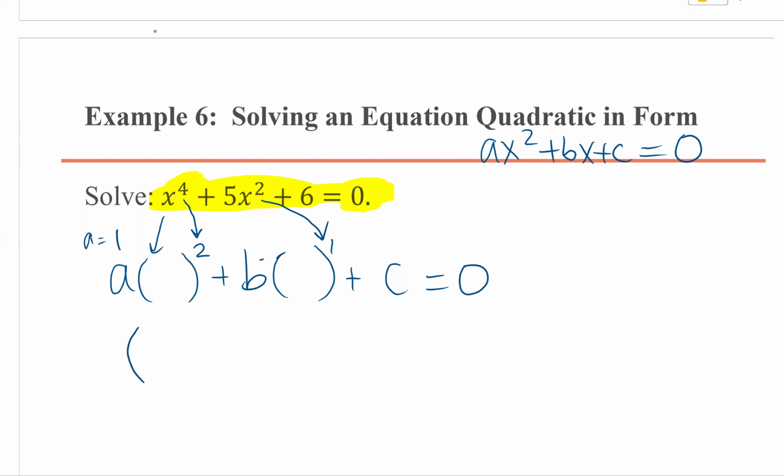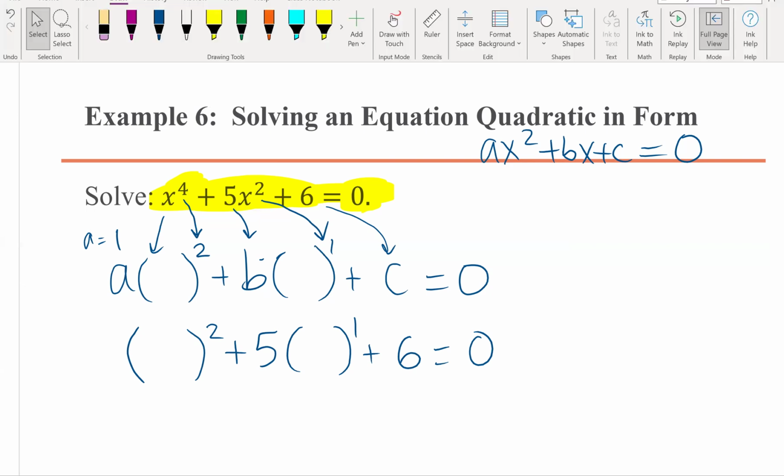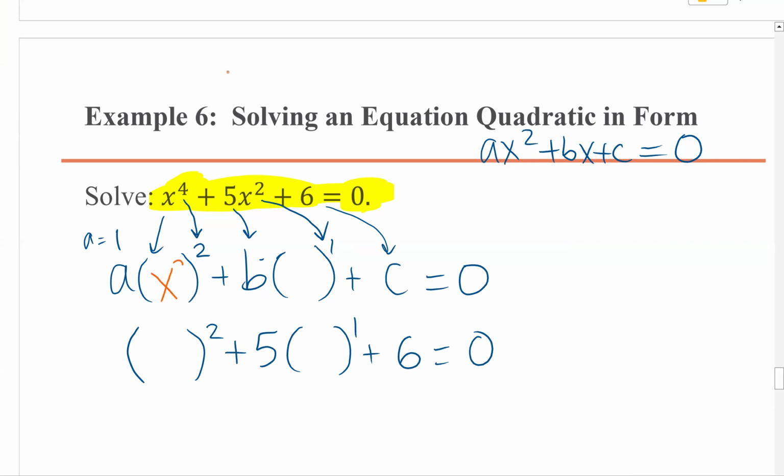A is 1, so that's not really a big deal. And then b is 5, so I don't have to worry about that. And then c is 6. But I need to figure out, is there a way to rewrite this to where I can write x to the 4th power as something squared and x to the 2nd power as something to the 1 power? And I guess the answer is I can write it as x squared squared, and this is x squared to the 1 power.